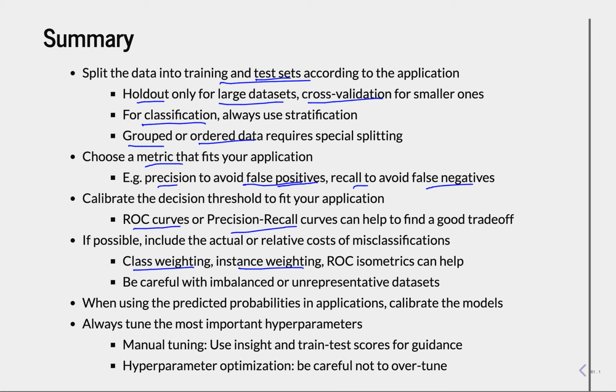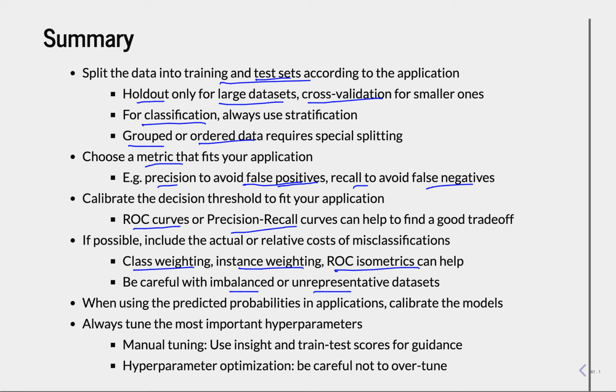And if there are costs involved, we can plot the ROC isometrics and see how this will translate into the optimal threshold for the costs that we have in mind. Again, be careful with imbalanced or unrepresentative data. If your data is biased, you can use class weighting or instance weighting, or you can under- or oversample your training set to correct for these issues.